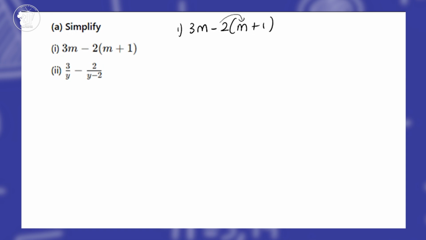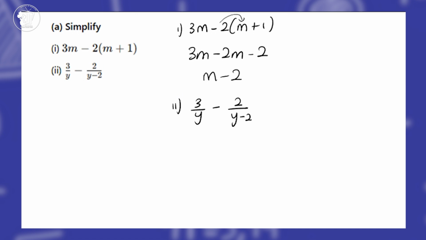So we have 3m, a negative 2 times m would be a negative 2m, a negative 2 times 1 would be a negative 2. This will then be 3m minus 2m, which becomes 1m, or we can say m, minus 2. And that is the answer for this question, m minus 2. So next one, let's work the other one, which is 3 over y minus 2 over y minus 2.